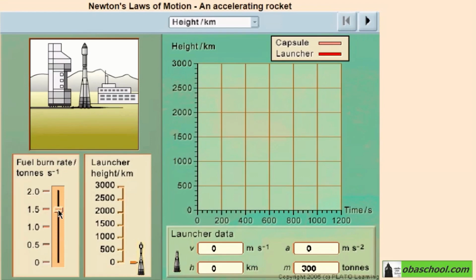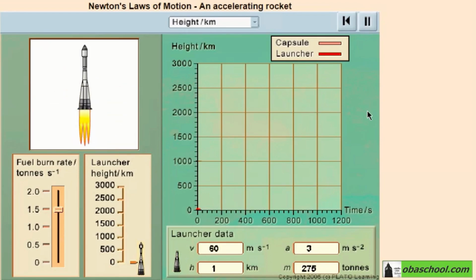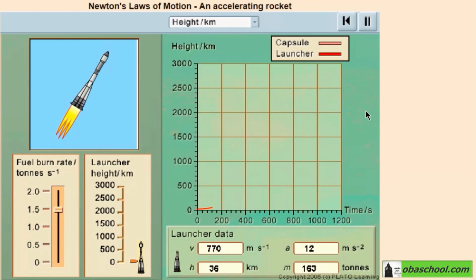And now we will click play. Once the fuel burns out, you will see the capsule separating from the launcher, and it will continue its journey into space. Check the graph. Developing. So the capsule separates from the launcher and continues its journey into space.